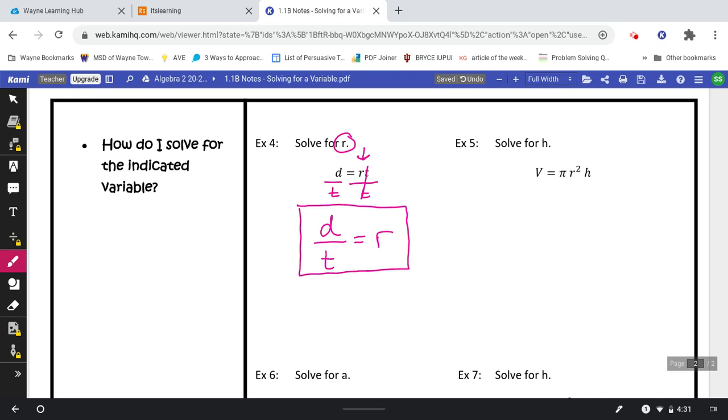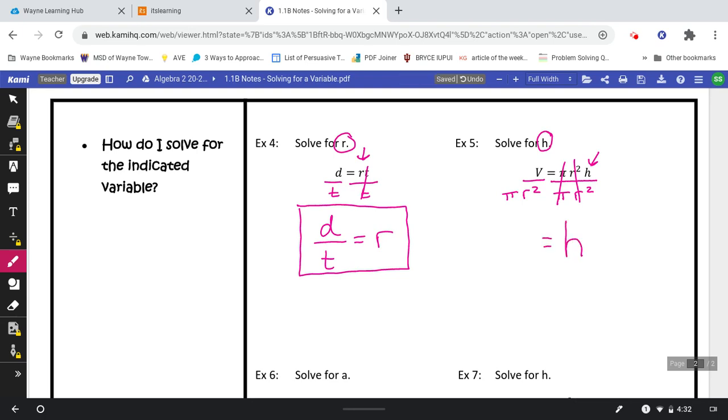Problem number 5. Solve for H. Here's our H right here. And we want to get rid of the pi and the R squared. So all of these on the right-hand side, the pi times R squared times H, those are all being multiplied. So to get rid of it, we can divide. And since it's one big multiplication problem, I can get rid of it by doing one big division problem. Divide out the pi r squared. Whatever you do to one side, make sure you do to the other. And then you'll notice that your pi's cancel and your r squares cancel, and you're left with h.